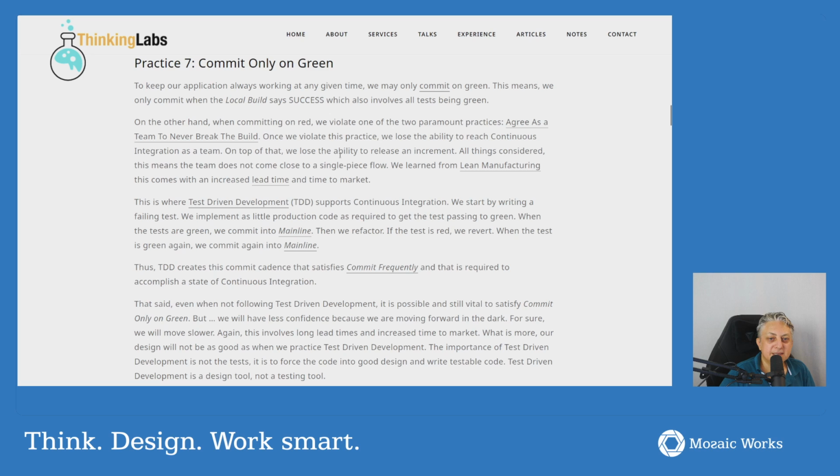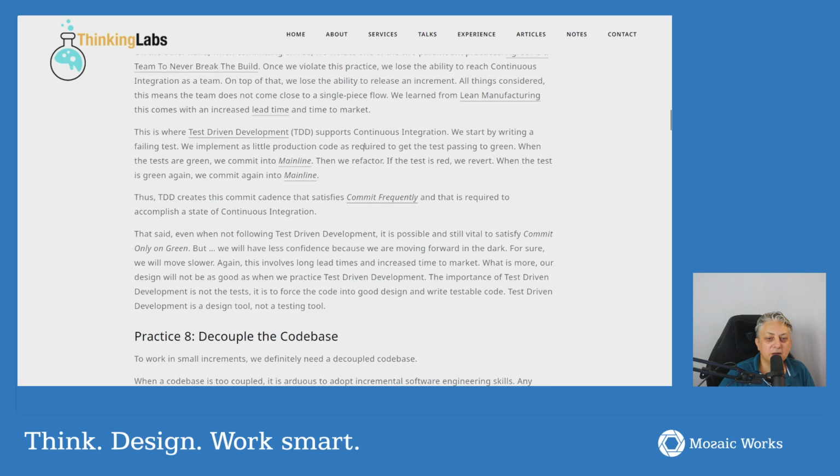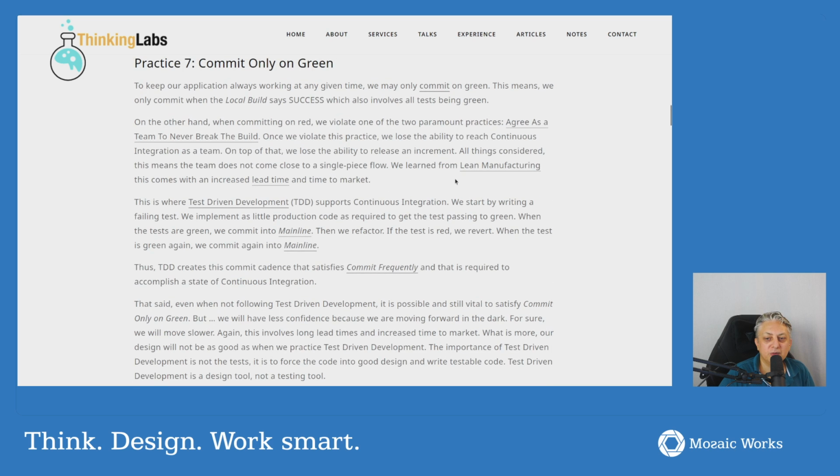So, okay, practice 7, commit only on green. To keep our application always working at any given time, we may only commit on green. This means we only commit when the local build says success, which also involves all tests being green. On the other hand, when committing on red, we violate one of the two paramount practices, agree as a team to never break the build.